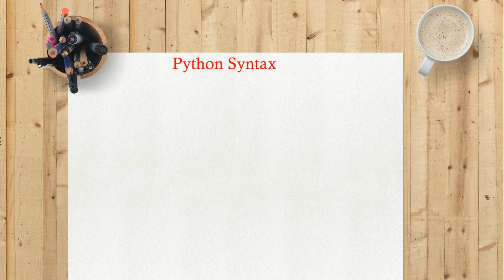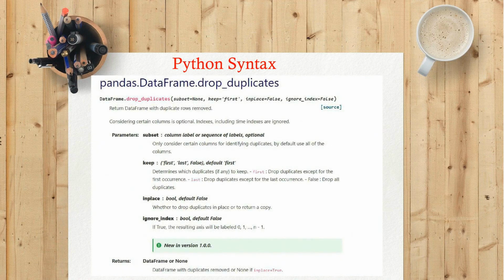Python syntax. pandas.DataFrame.drop_duplicates. DataFrame.drop_duplicates(subset=None, keep='first', inplace=False, ignore_index=False). Return DataFrame with duplicate rows removed, optionally only considering certain columns. Indexes, including time indexes, are ignored.